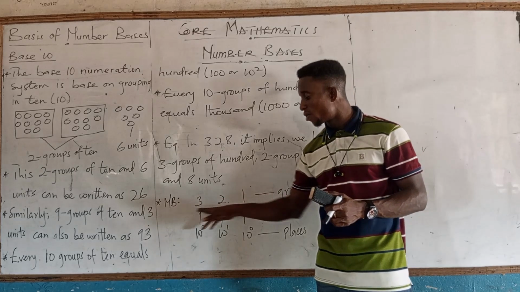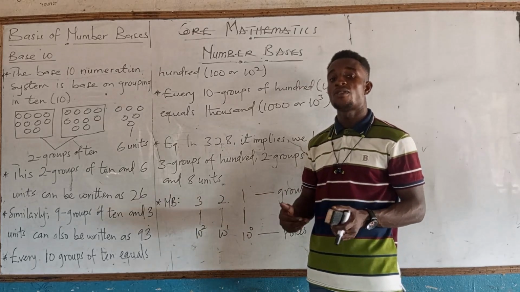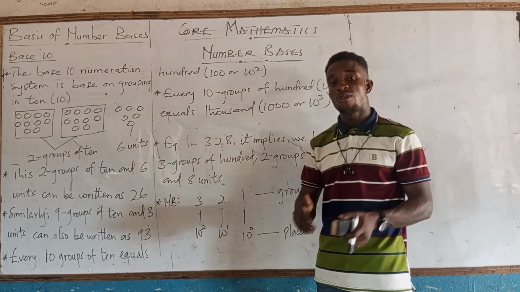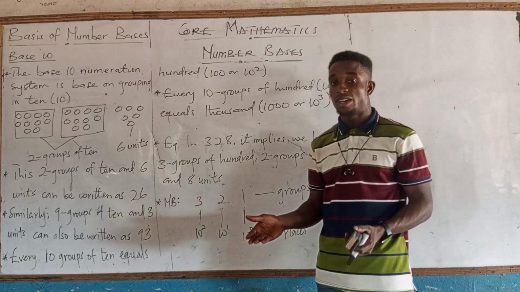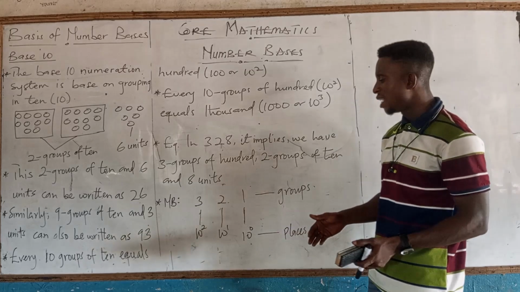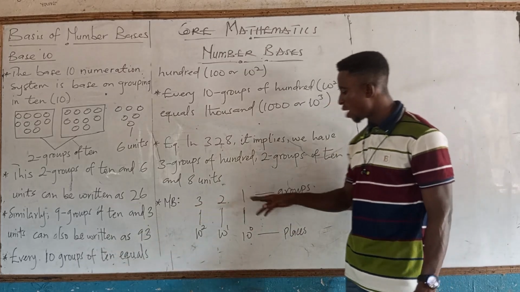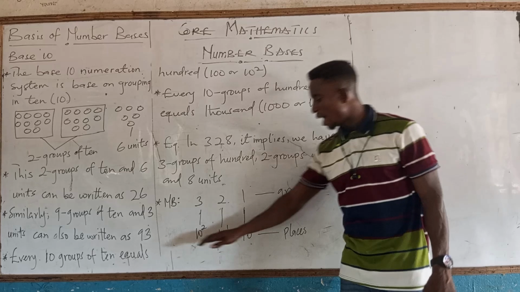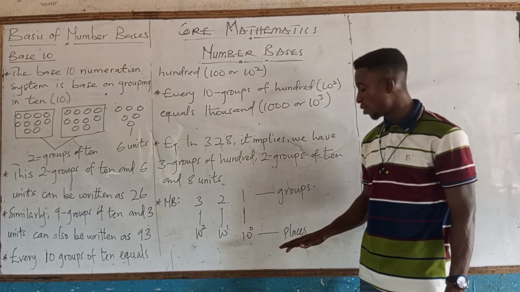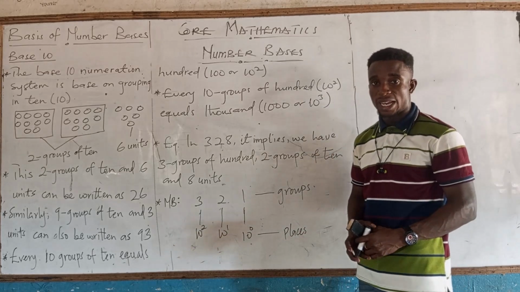3 sets or 3 groups of 100. So 3 groups of 100 means 100, 100, 100, and we have 300. Are we getting that? So we can basically say that having this one corresponds to the groups, and the down one also corresponds to the places. Please, do we get that?